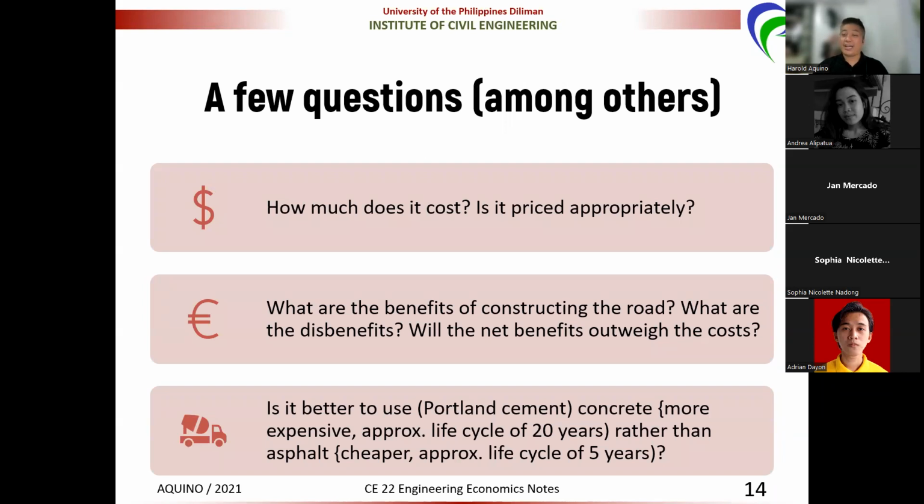Yun. So is it priced? Yung follow-up question dun sa how much does it cost? Is it priced appropriately? No? So sakto ba yung cost ng project? What are the benefits? What are the disbenefits? And will the benefits actually outweigh the cost?